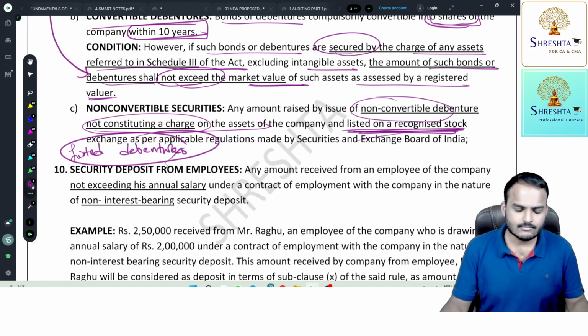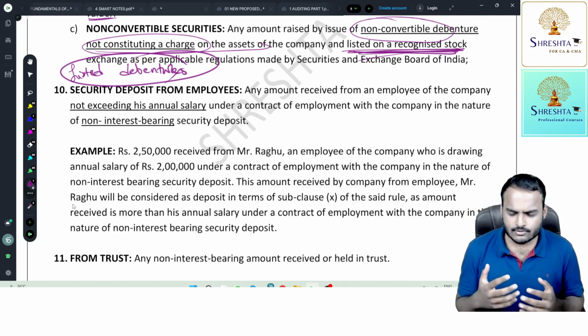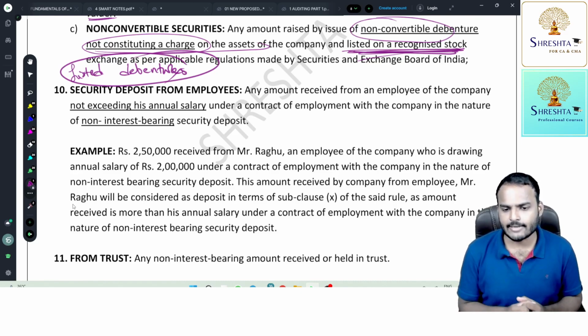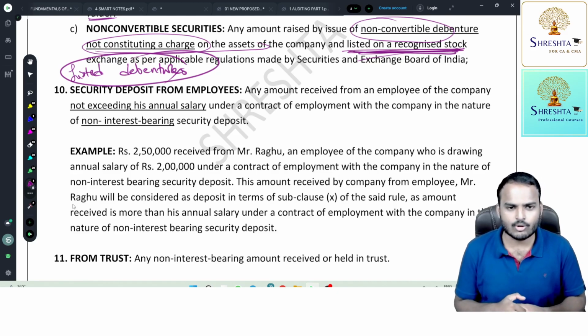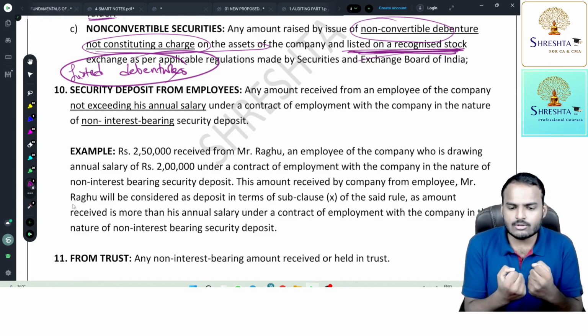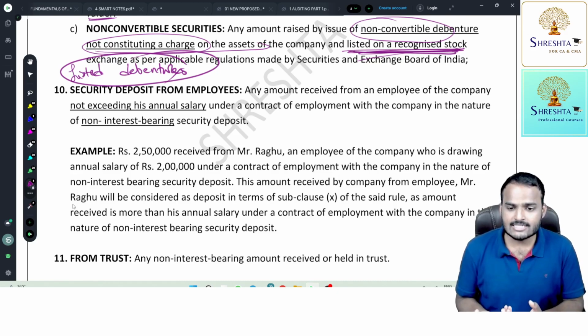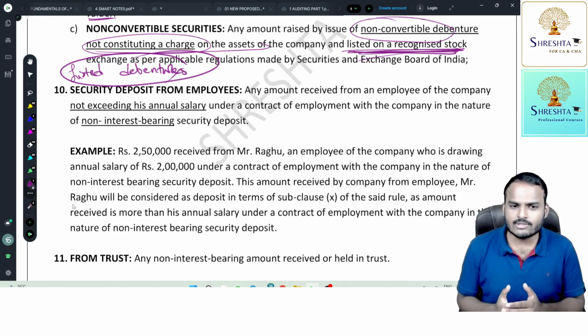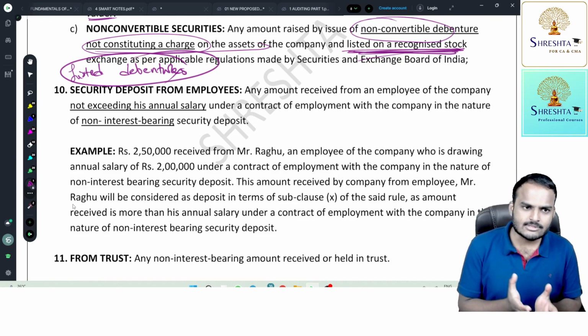listed debentures. Next, 10th point, security deposit from employees. Any amount received from an employee of the company not exceeding his annual salary. Suppose you observe the cashier role in a company, very crucial. There is a chance of manipulating the funds, depending upon the nature of the job. Companies used to take some security deposits from employees. If the employee fails to fulfill his responsibilities or is negligent, as a result we are going to suffer loss. Now what we will do, we will forfeit that deposit, and we can mitigate the loss.